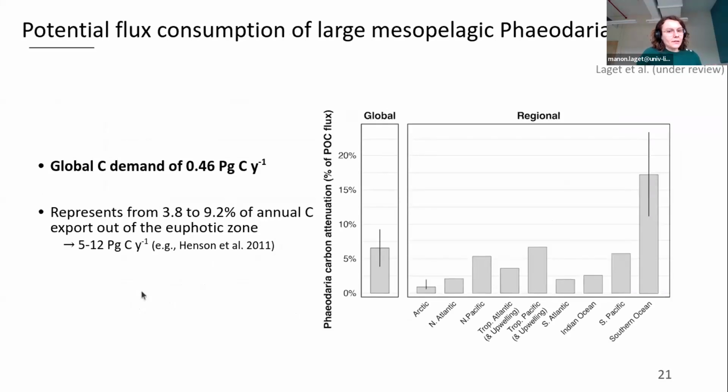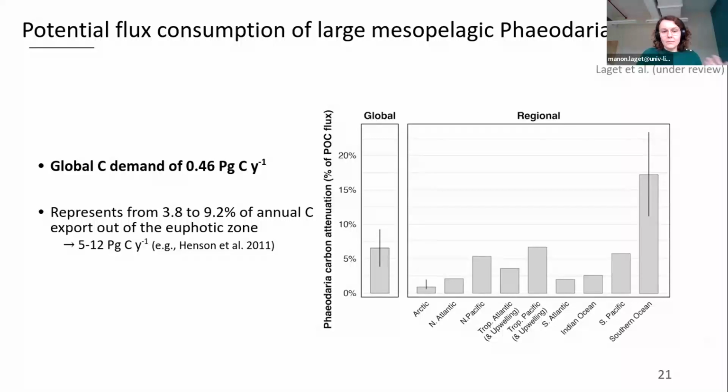Globally, we estimated the global carbon demand to be 0.46 petagram of carbon per year. And if we compare this demand value to annual carbon export estimates, we found that this represents from 4 to 9% of this annual carbon export value, which ranges from current estimates from 5 to 12 petagram of carbon per year.